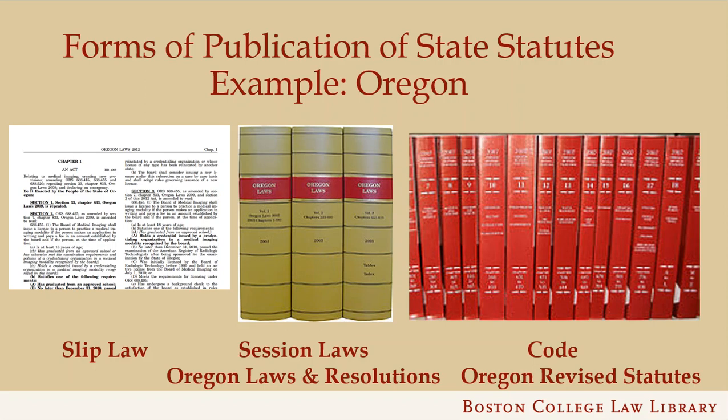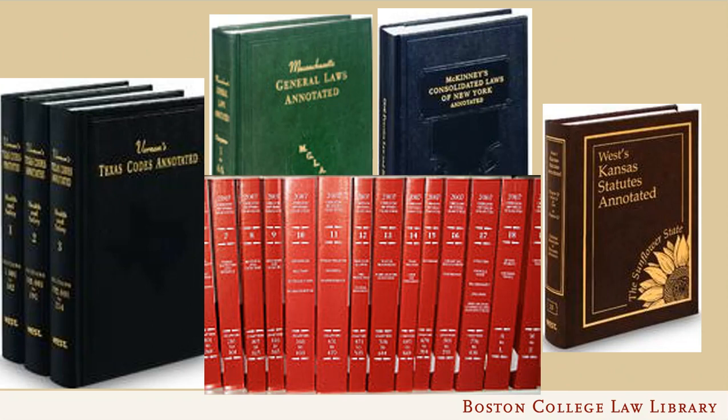State statutes are published the same way as federal statutes, first in slip law form, then chronologically as session laws, and then incorporated into a subject arrangement as a code. Codes can be official, that is either published by the state itself or published under contract with the state, or unofficial, created by a commercial publisher for the purpose of making a profit. And codes can be annotated or unannotated.